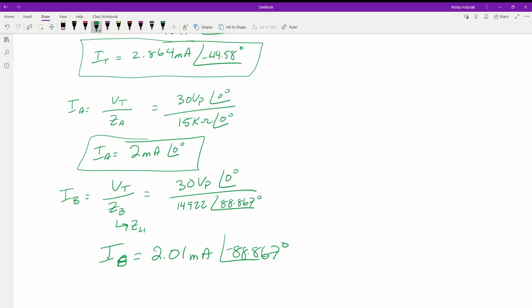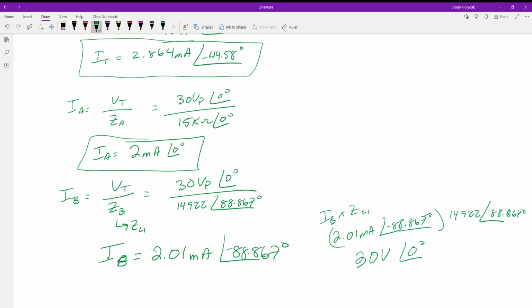So if we look at B for a moment, we have IB times the impedance of inductor 1, so we have 2.01 milliamps at negative 88.867 degrees. We're going to multiply that by the 14,922 at 88.867 degrees. We multiply those two across, and we're going to get 30 volts. We add these two angles together, so we have a negative 88 and a positive 88. That's going to net us 0.